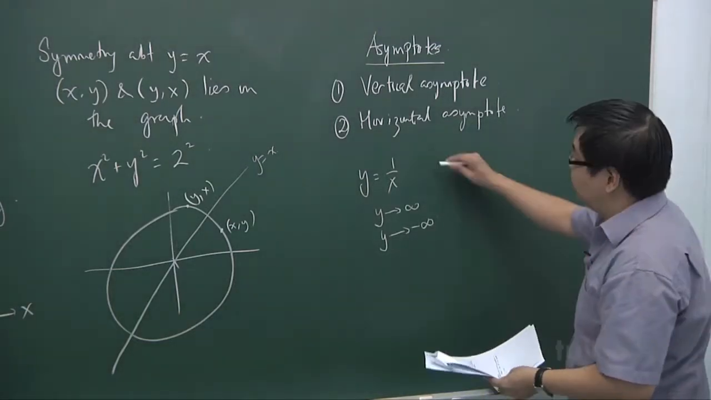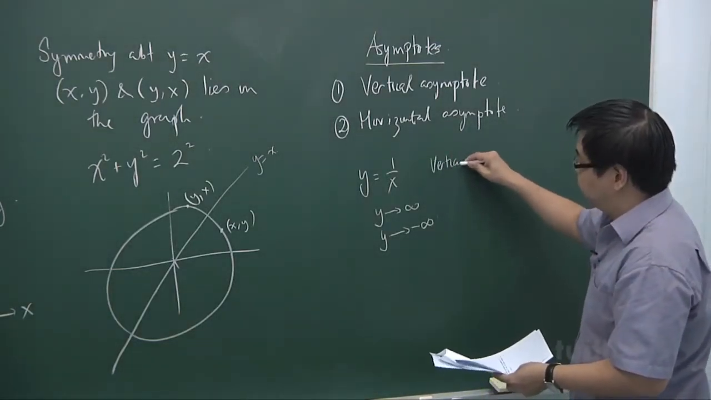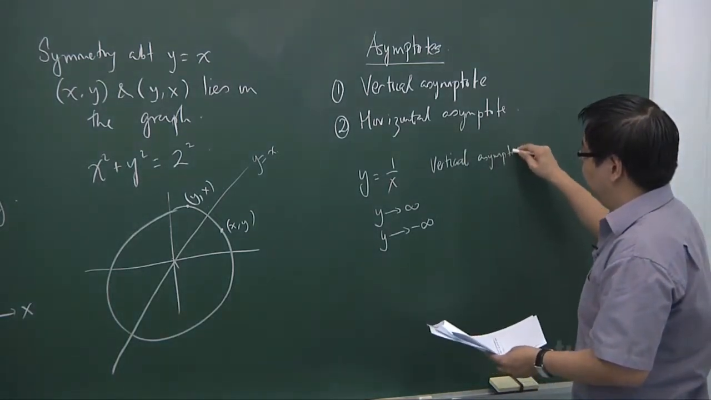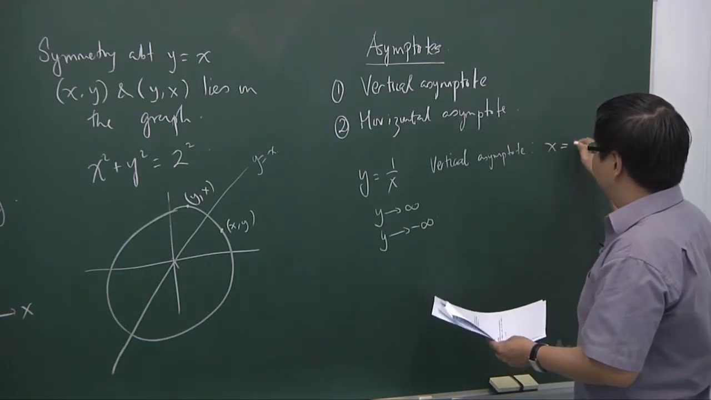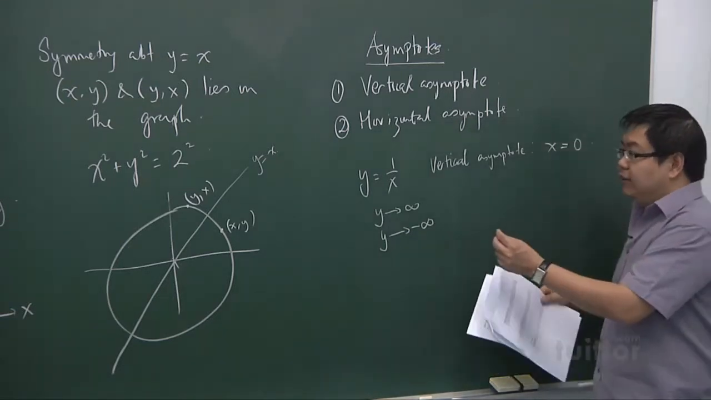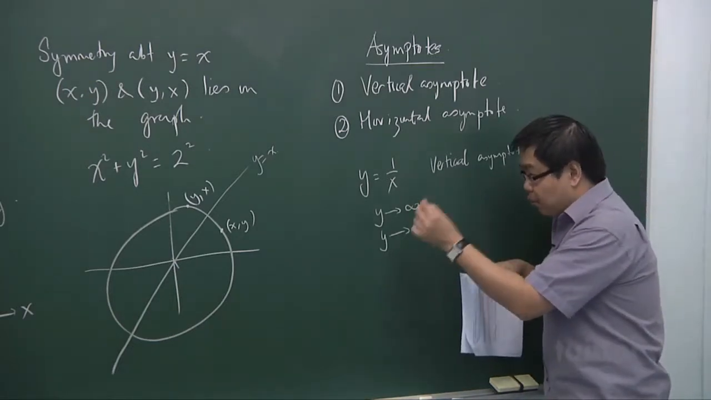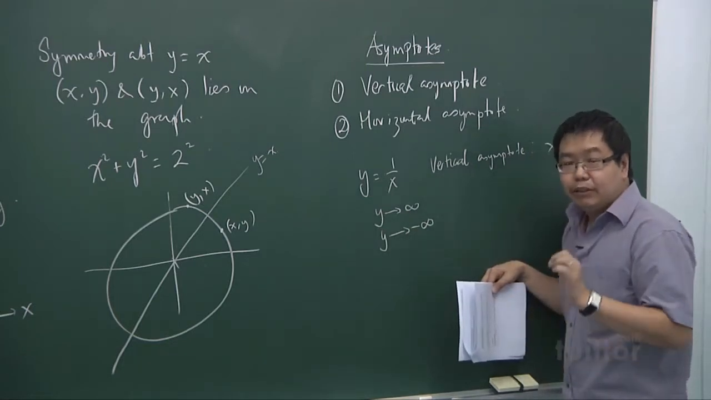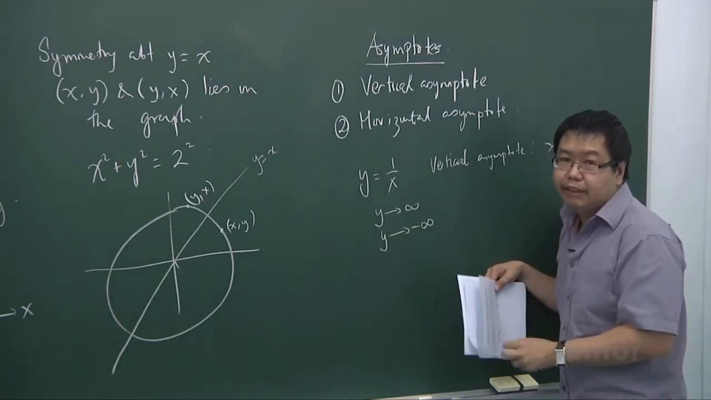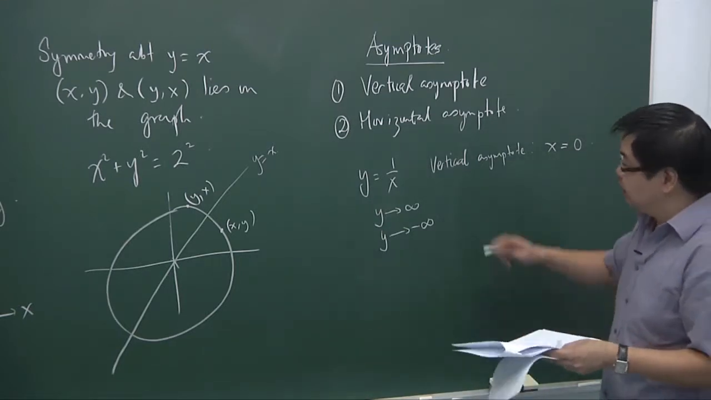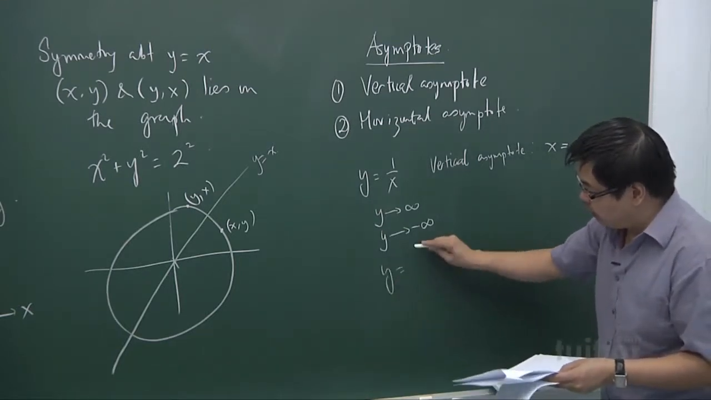So in this case, the vertical asymptote will be x equals 0, because it is the value of x where the curve approaches when y goes to infinity or minus infinity. But not every graph has a vertical asymptote. Other examples of situations where there is a vertical asymptote will be y equals, say, 1 over x plus 2.